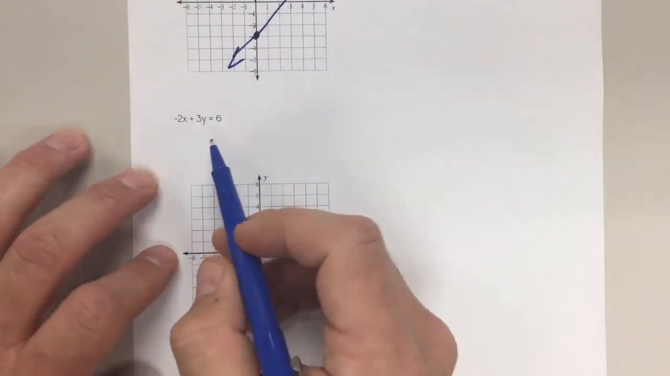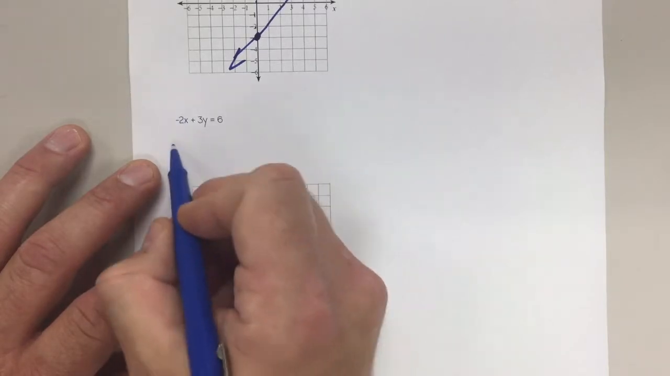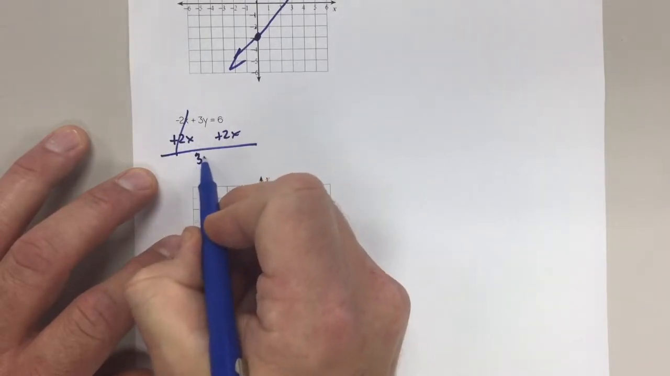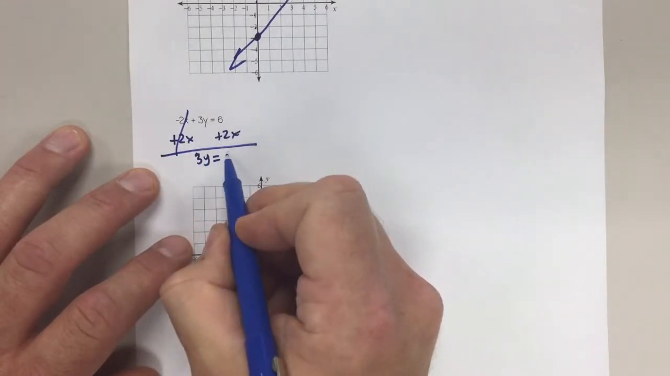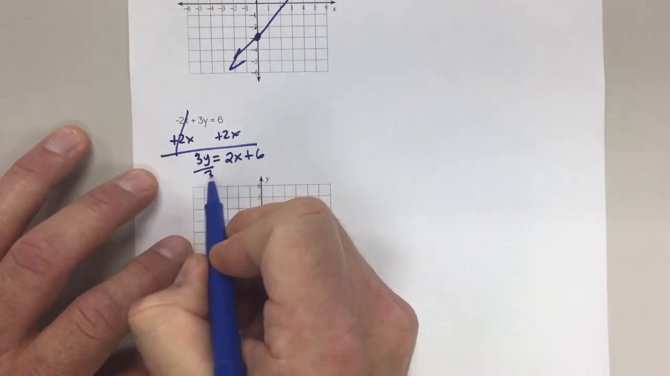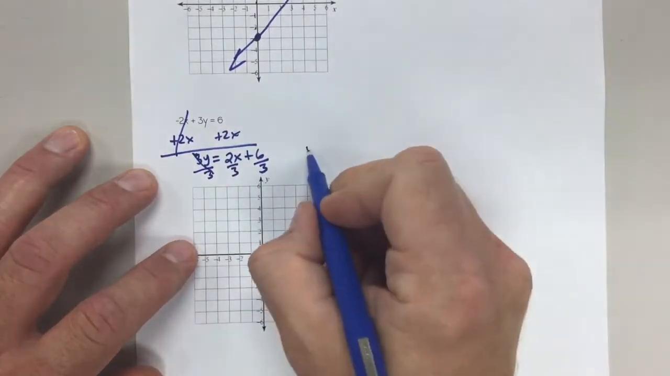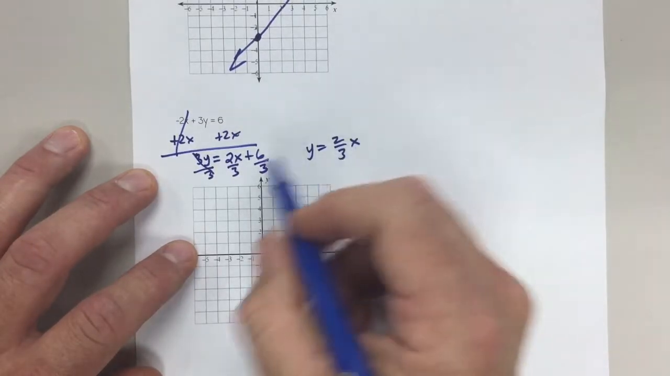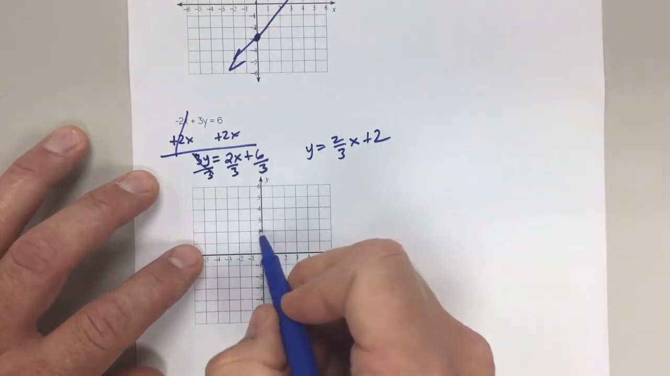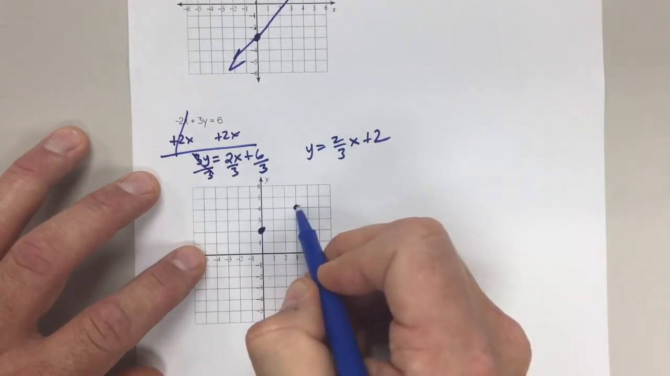For the last example, again, I'm going to solve this for y, so I've got to get rid of negative 2x. Since it's negative, I'm going to add 2x to both sides. That cancels, leaving me with 3y equals, remember on this side, write the x first, so 2x plus 6. Then I'm going to divide everything by 3, and remember it's everything. That cancels, I get y equals 2/3 x, and 6 divided by 3 is 2. So now I graph 2 first on the y-axis, and then using the slope 2 over 3, I go up 2 over 3.